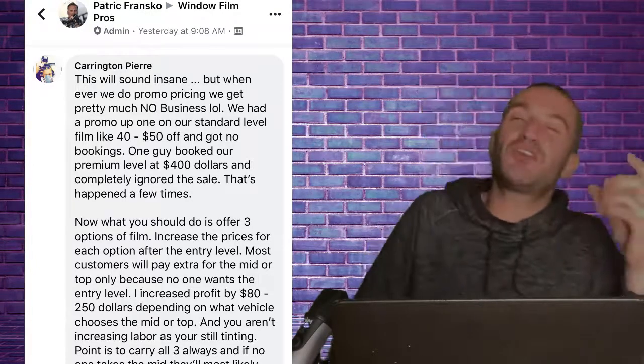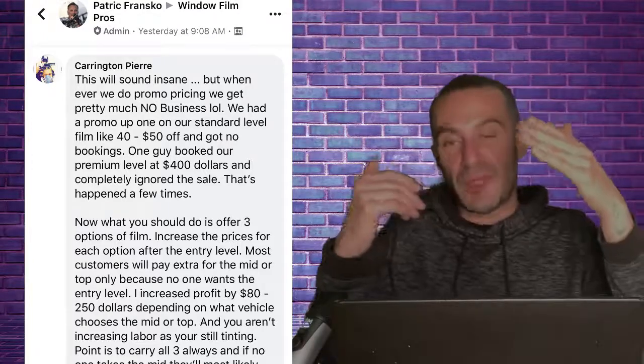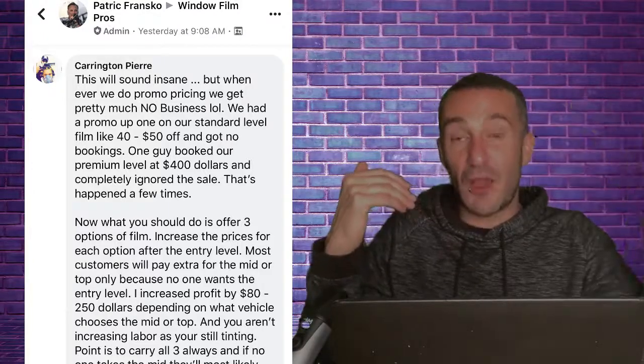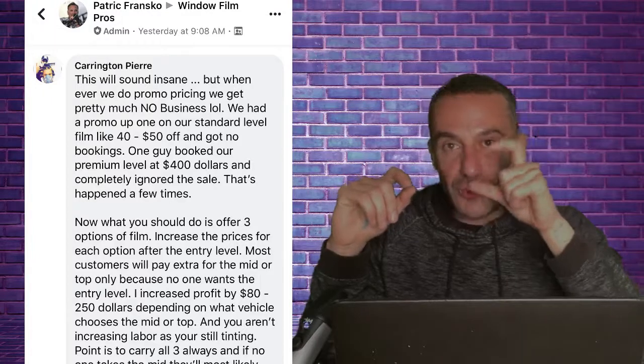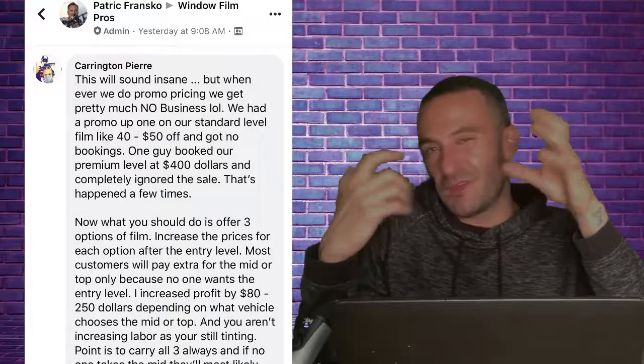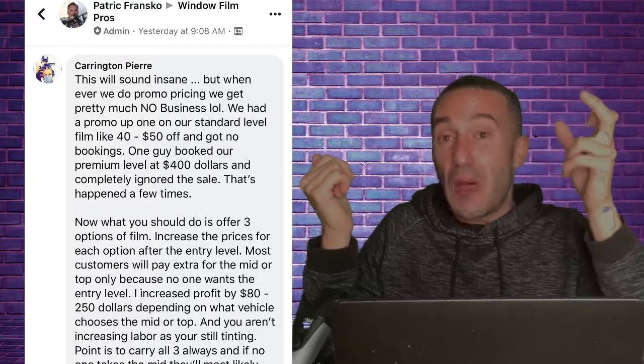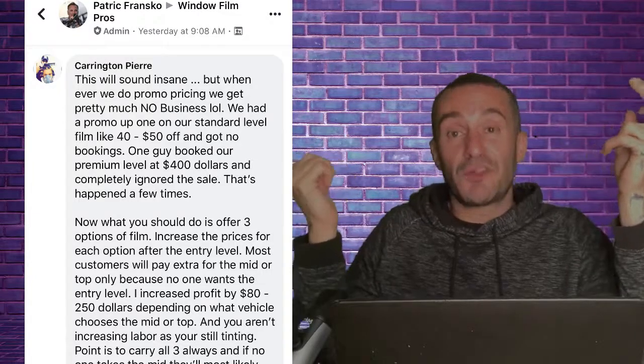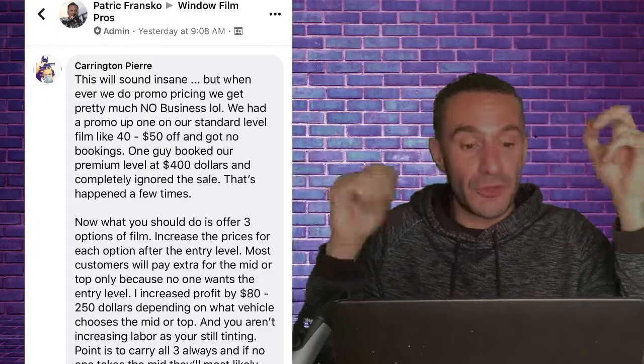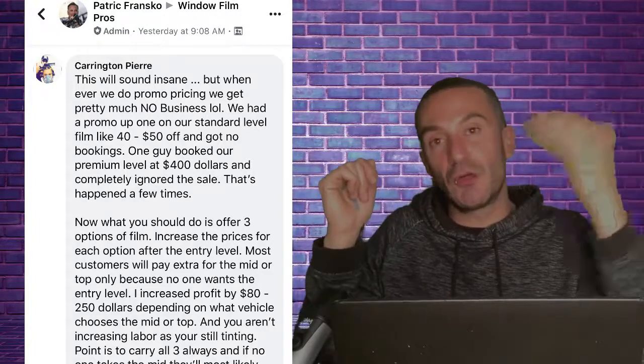So what he's saying is the cost of goods is marginal when you're going up from an entry level to a mid level or upper level. The cost is small, and the difference in the cost of film, it's not that much. The labor is the same, but the difference in price can be double or triple. So there's a lot of money to be made in upsells. So don't focus necessarily on your lowest cost film.